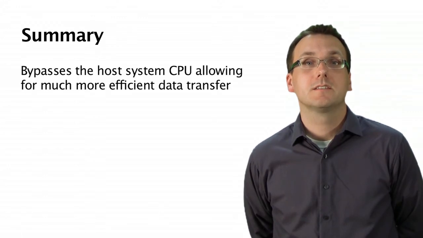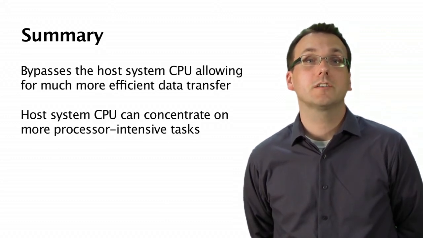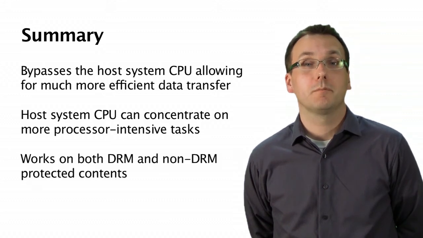In summary, sideloading bypasses the host system CPU, allowing for much more efficient data transfer between devices. The host system CPU can concentrate on more processor-intensive tasks, while QuickLogic's ArcticLink II CX chip can concentrate on the data transfer. It works on both DRM and non-DRM protected content. As we've said, sideloading is available as a standard of the ArcticLink II CX chip.